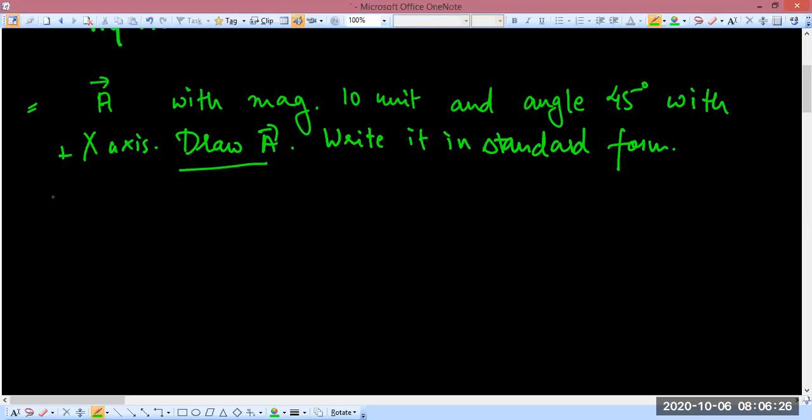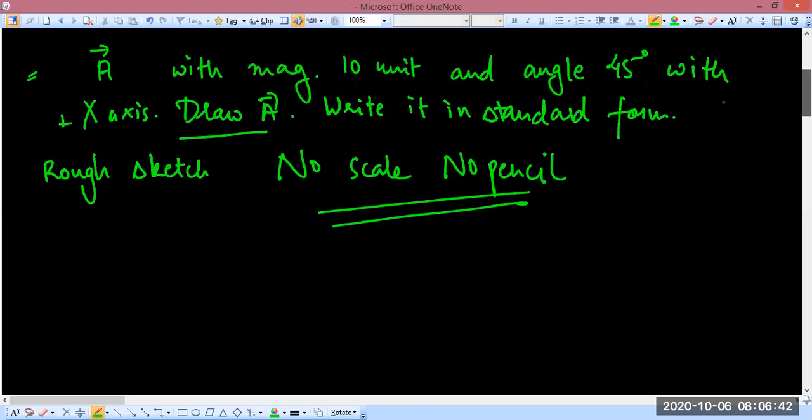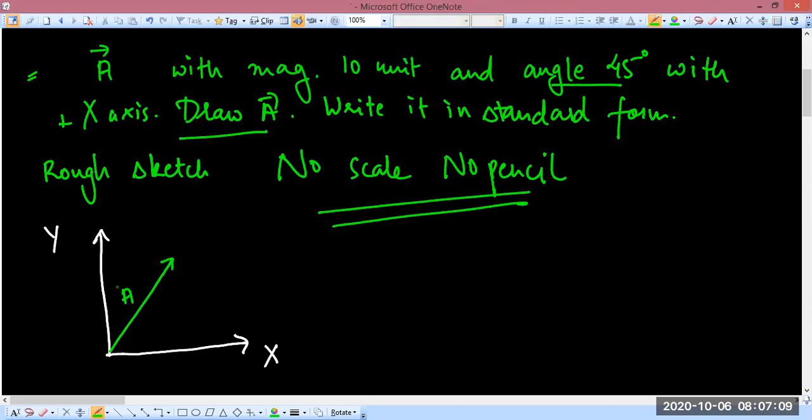First step is to draw. Do a rough sketch, everyone. No scale, no pencil line, please don't use it. We don't have that much time. Just a rough sketch is good enough. So what should it look like? Let's say that this is the x and the y axis, and here we draw a vector at 45 degrees and magnitude 10. So this is vector A and it is given that A is equal to 10. And this angle is 45 degrees. So here theta is 45 degrees.